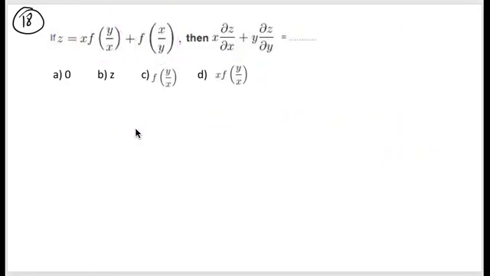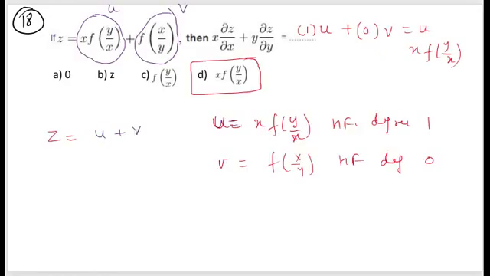Here comes the question, which is something I shared in the last property. When you see z, this is again an expression of Euler's theorem, but here the z is not giving me any single degree, so I can see it separately. I can see this as one function and this as another function.